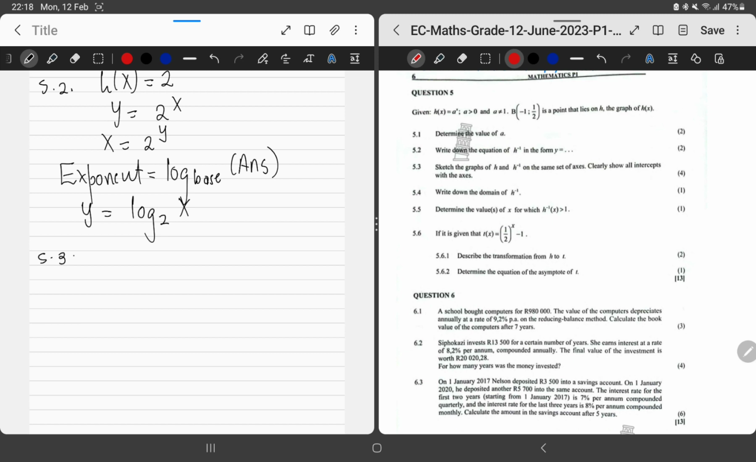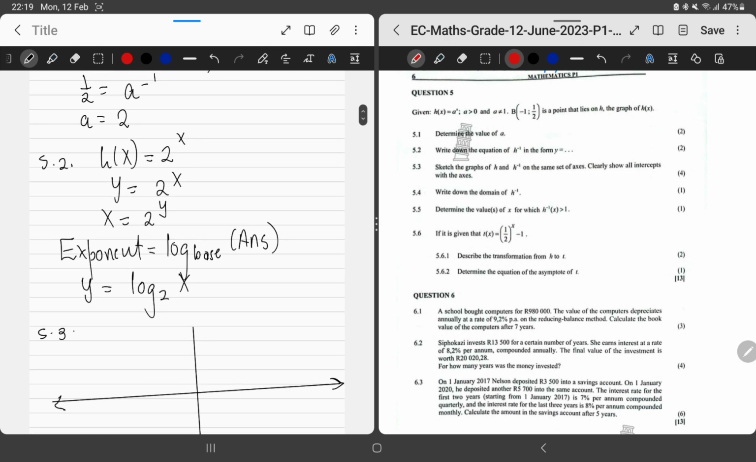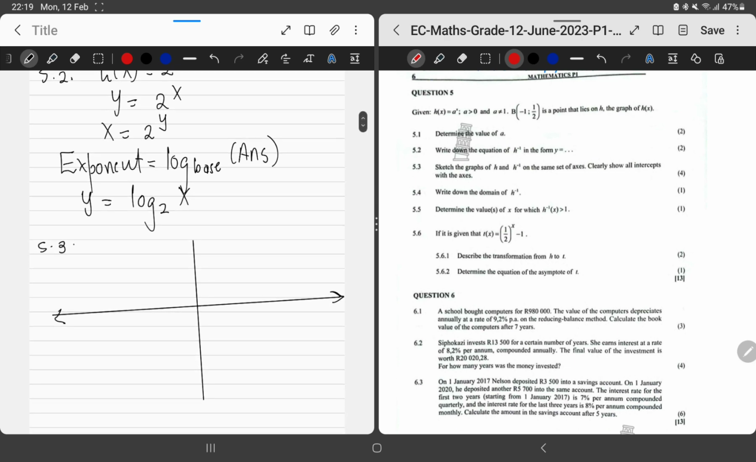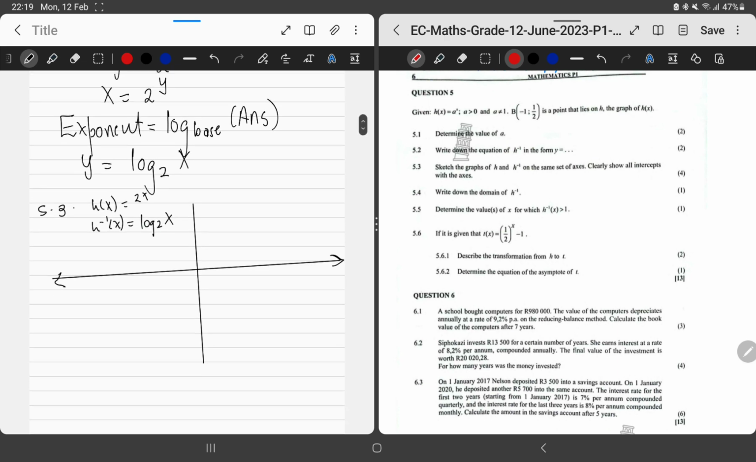5.3. Sketch the graph of h and the inverse on the same set of axes. Clearly show all the intercepts with the axis. Okay. So the graph of h of x is given by 2 to the exponent of x, and then the graph of its inverse is given by log 2 of x.